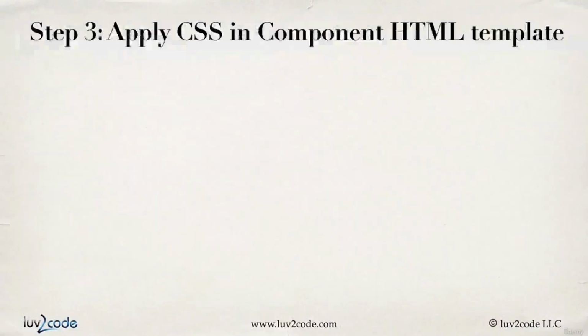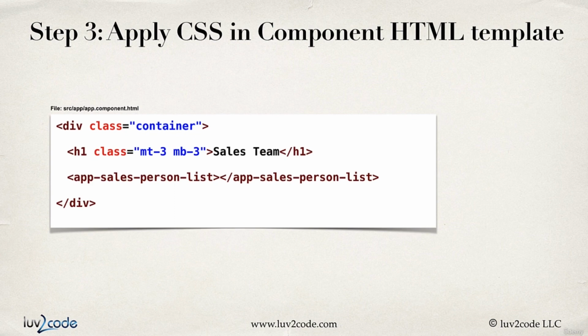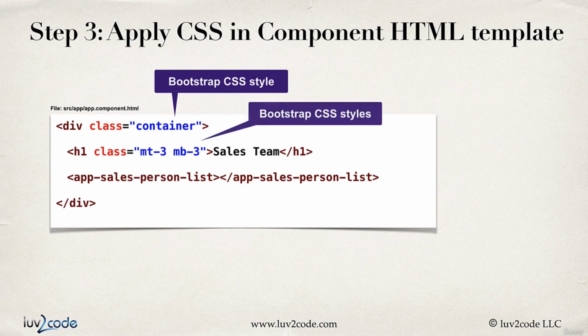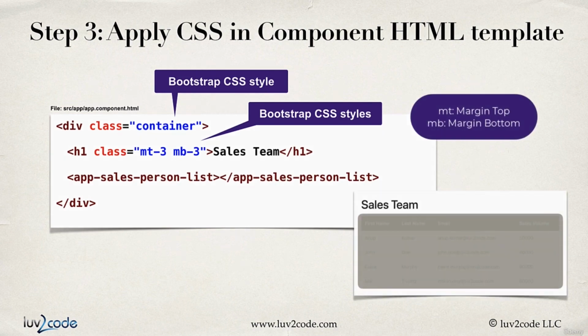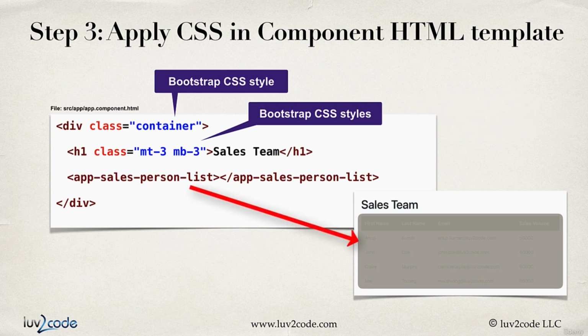Okay, now in step three, we're going to apply the CSS in the component HTML template. In our file app_component.html, we'll simply set up a div and set class equals container. That's a Bootstrap CSS style. And also for our H1, we'll use class mt-3, mb-3, basically margin top, margin bottom for our header for sales team. And then the gray section here at the bottom right is a little placeholder for our app-salesperson-list. We'll cover that in the next step.